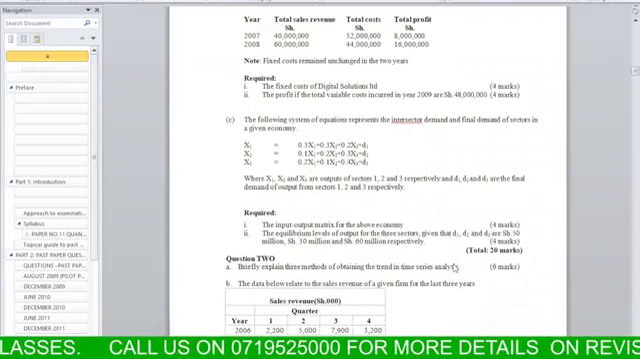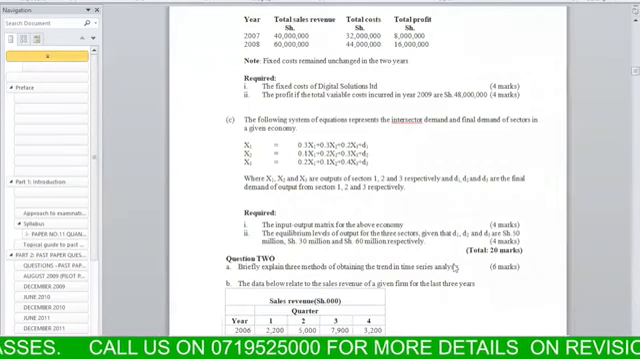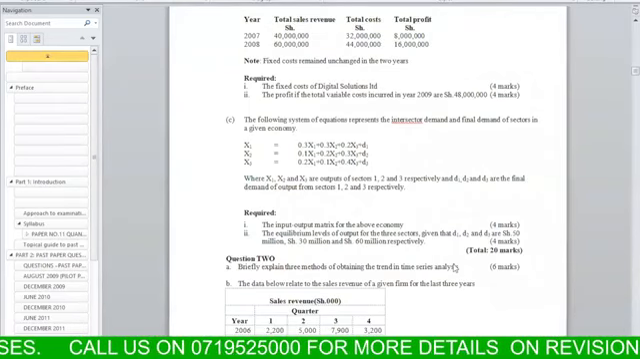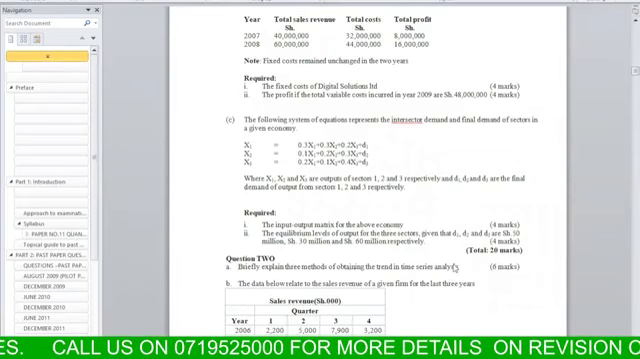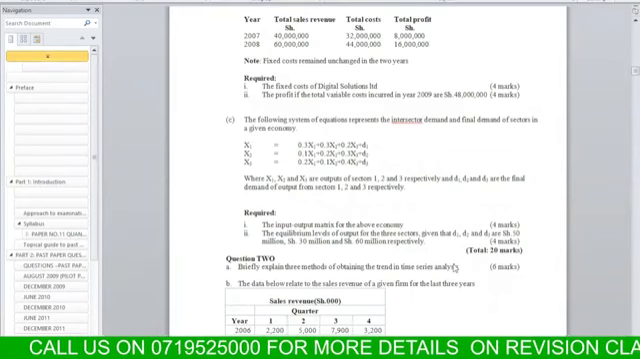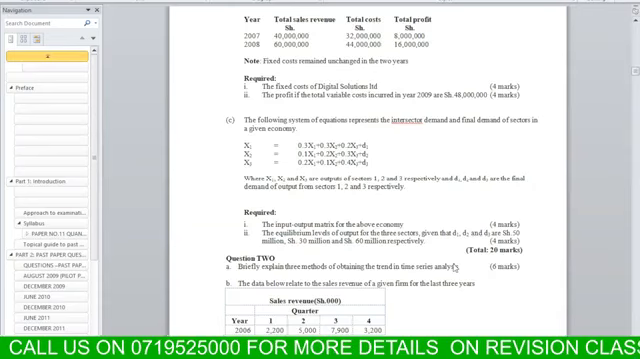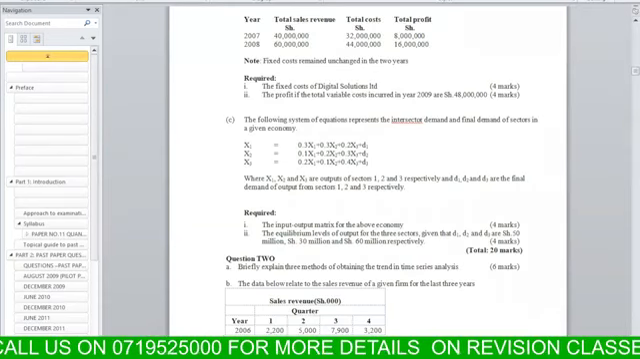Okay, so let's work out this question together. What they want us to do in number one is to come up with the input-output matrices. Remember how they look.